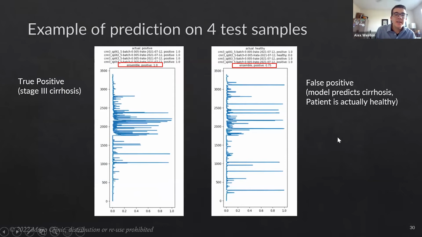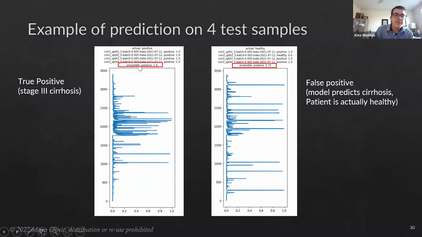So I know this slide gets a little bit messy. I always like to show an example of what our model is actually predicting, because I think it helps wrap your head around how this potentially could be used in the clinic. And so I'm showing two examples from our test data set here.